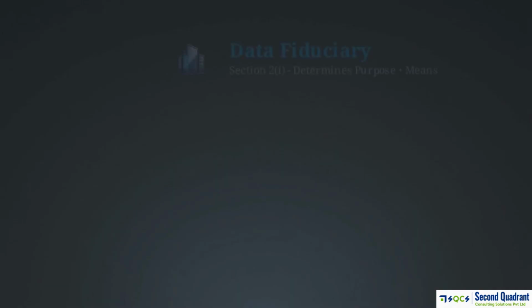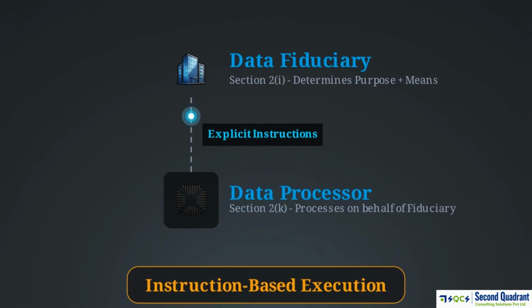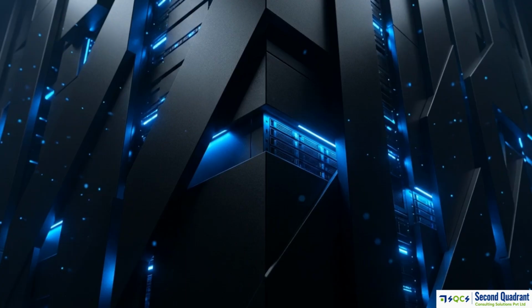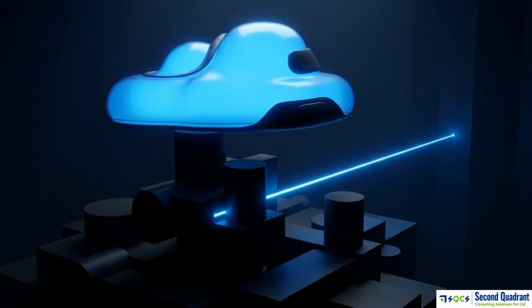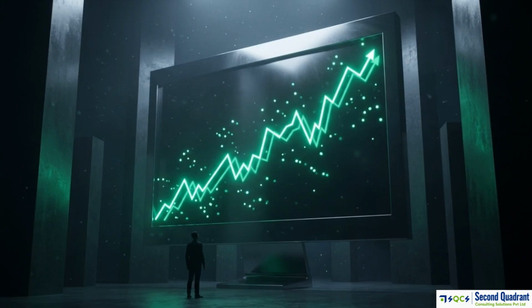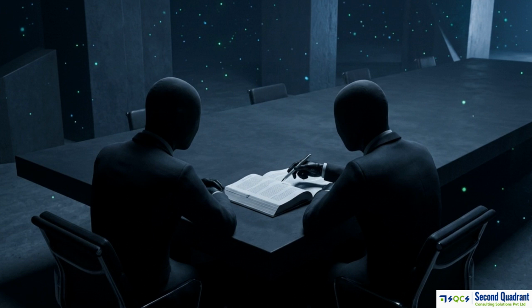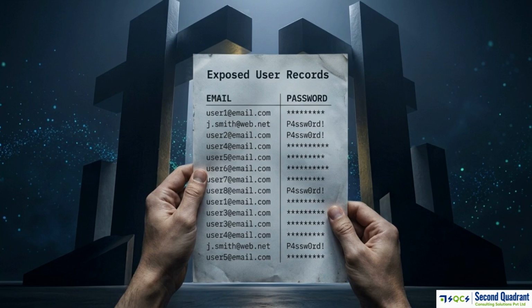Not every company touching data decides how it gets used. A data processor executes operations strictly on behalf of the fiduciary, following explicit instructions. Look at your infrastructure: the cloud provider hosting servers, the API gateway pushing OTPs, the third-party analytics running. These are all processors. You can outsource the computational work, but you cannot outsource the legal exposure. If your vendor leaks user records, the government holds you responsible.